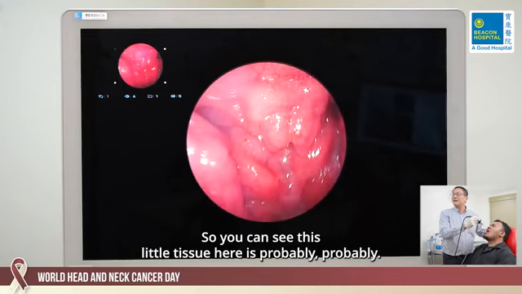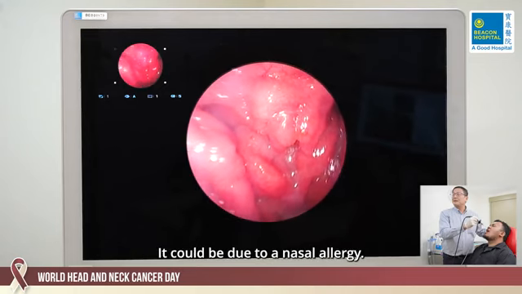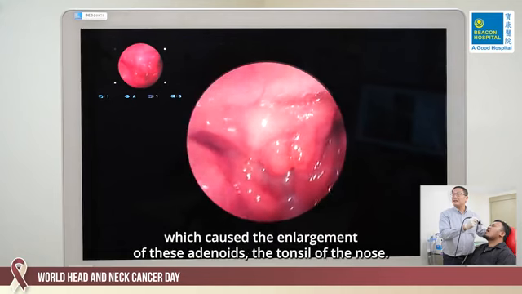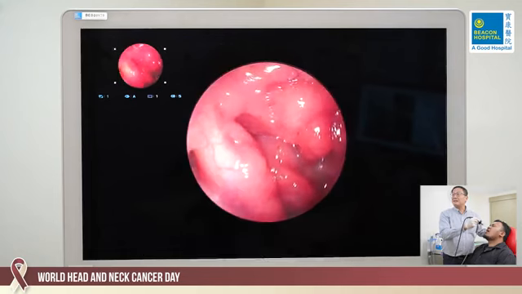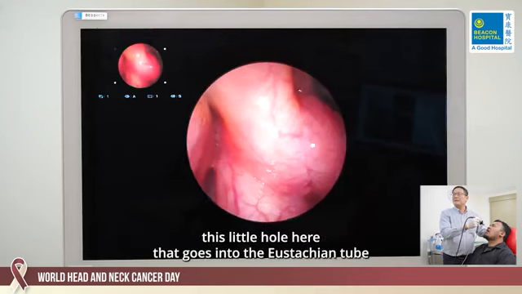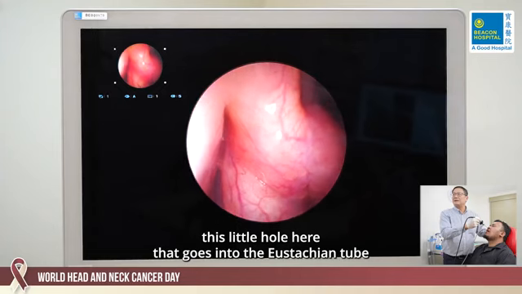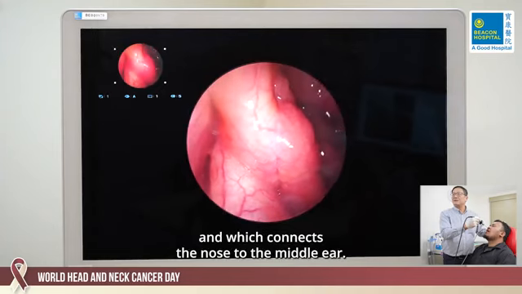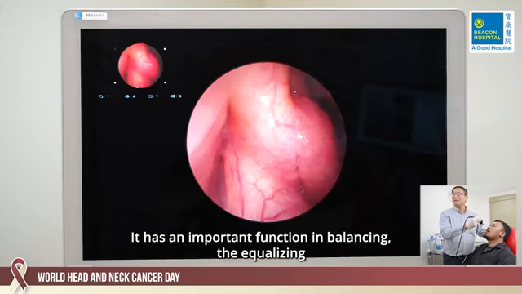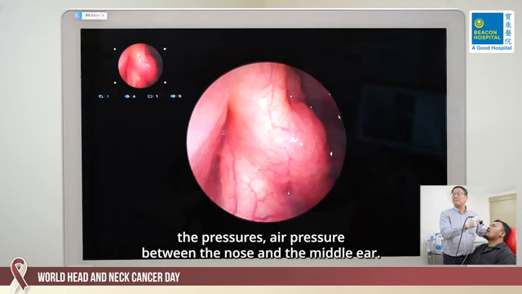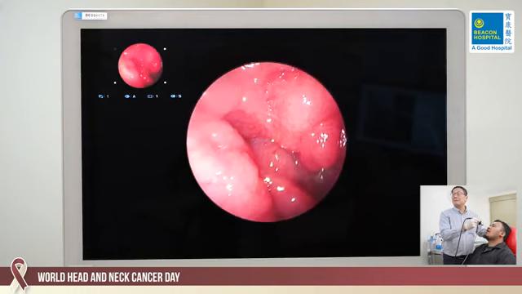And it could be due to nasal allergies, all right, which cause the enlargement of these adenoids, the tonsil of the nose. Here we have the opening of the eustachian tube. This little hole here goes into the eustachian tube, which connects the nose to the middle ear. It has an important function in equalizing the pressures, the air pressure between the nose and the middle ear.